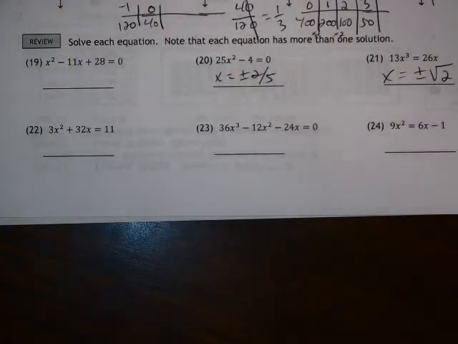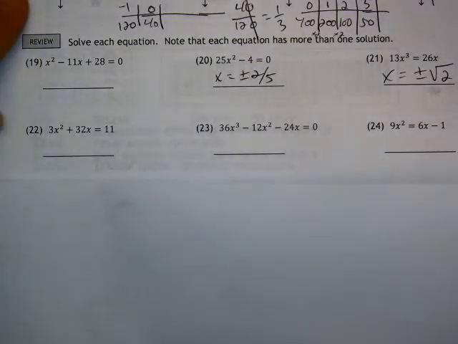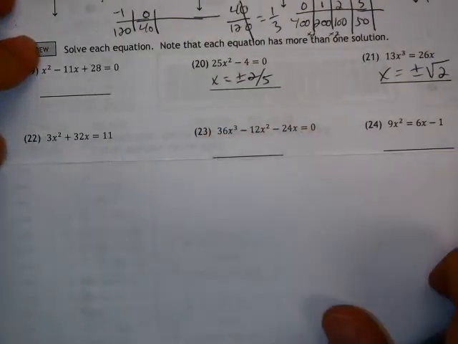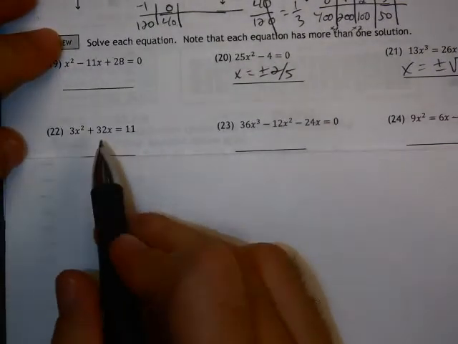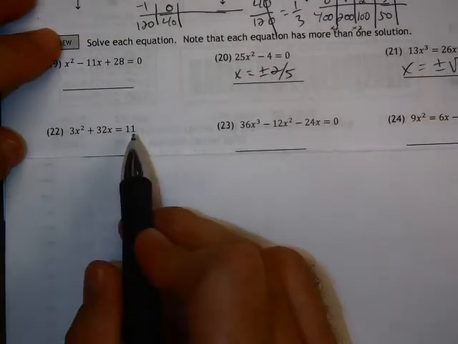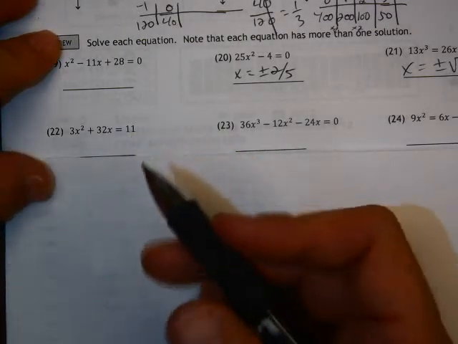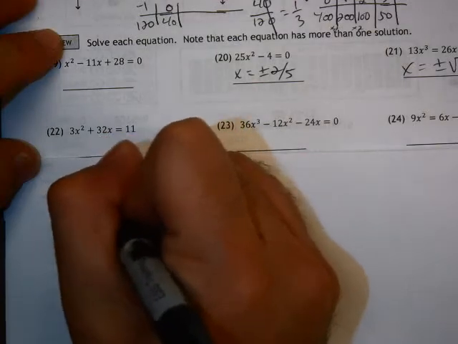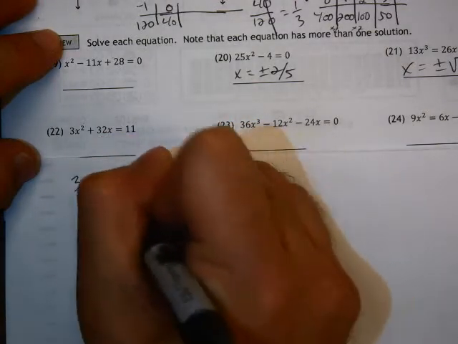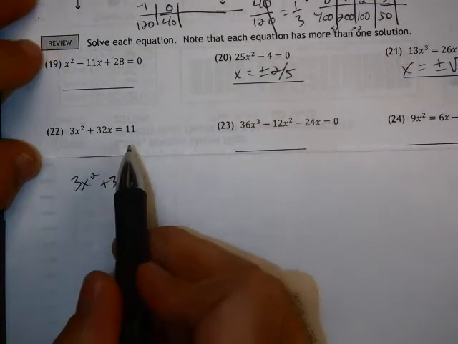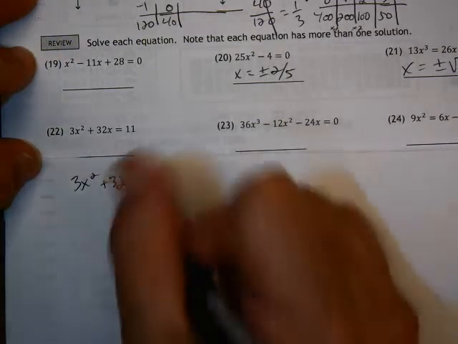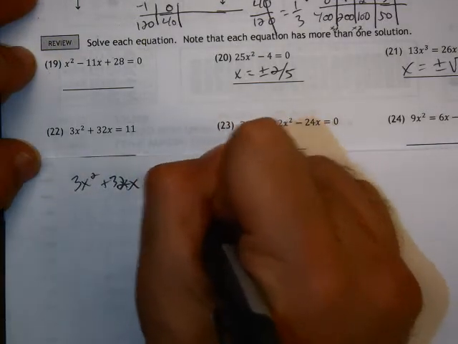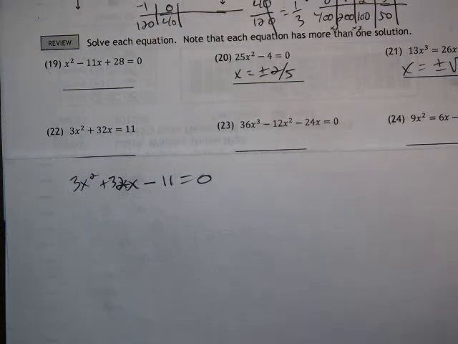22 is the last one I'll look at. In 22, it's a little bit harder because now you have multiple x terms, and then you have this constant term with no variable on it. So when we see that, 3x squared plus 32x, whoops. Usually what we're going to do is take this and move it to the other side of the equation. Minus 11 equals 0. Now at this point you have an option. You can try to factor it, or you can just go right into quadratic formula.